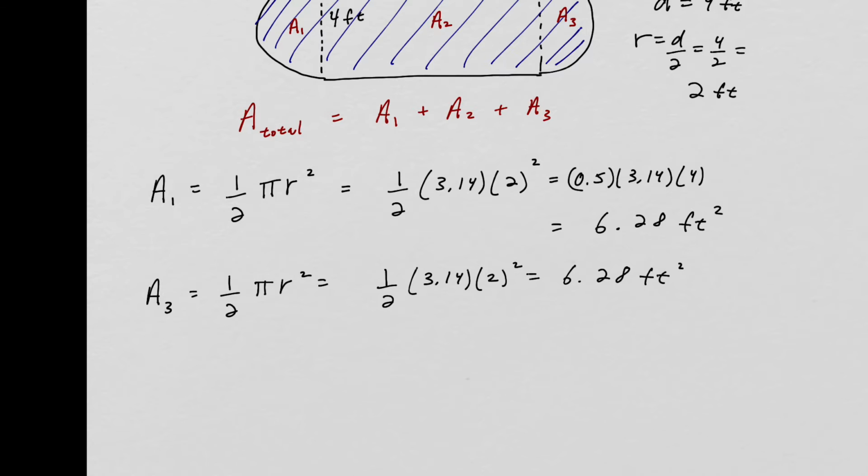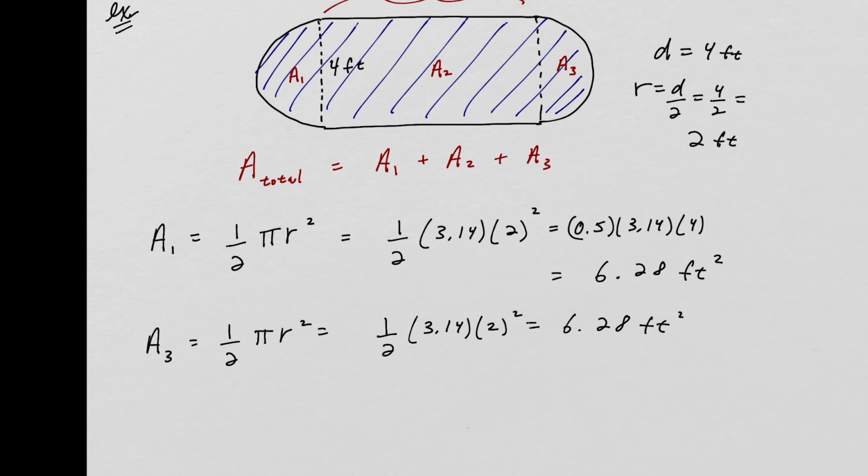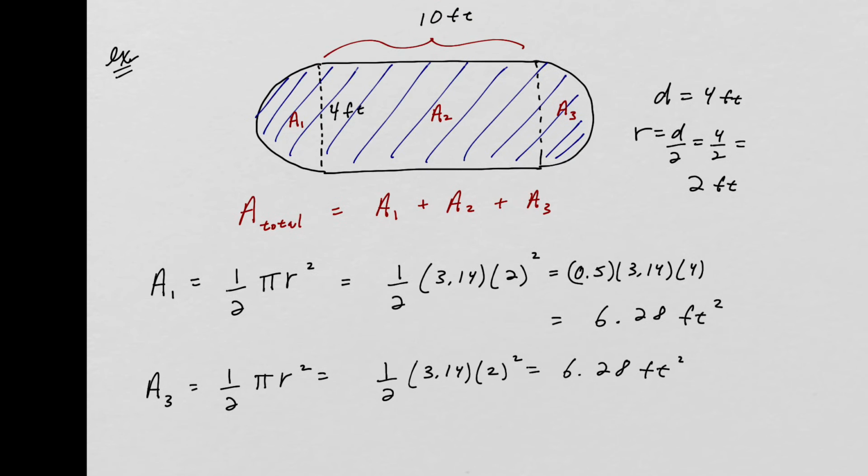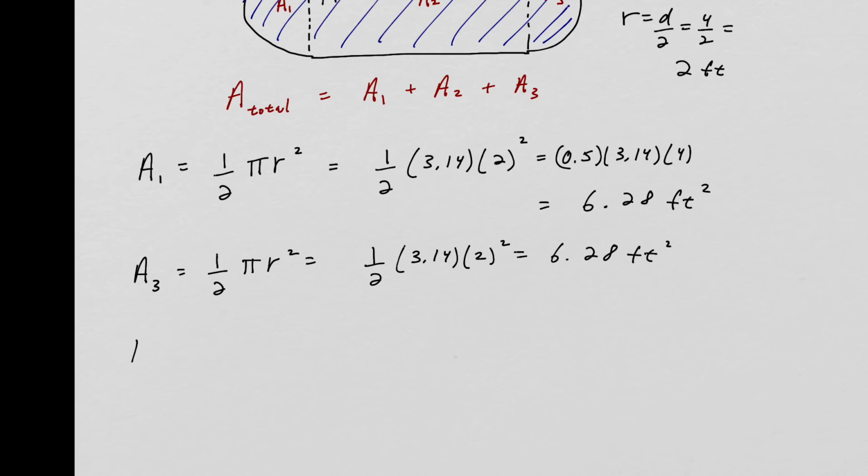And then finally, area 2. Well, area 2 is simply a rectangle. We know how to find the area of a rectangle. It's length times width. Well, the length here we're given is 10, so the length is 10 and the width is 4, or vice versa, but typically you call the longer side the length. So area 2, since it's a rectangle, is simply length times width. So that's going to be 10 feet times 4 feet, which is 40 feet squared.